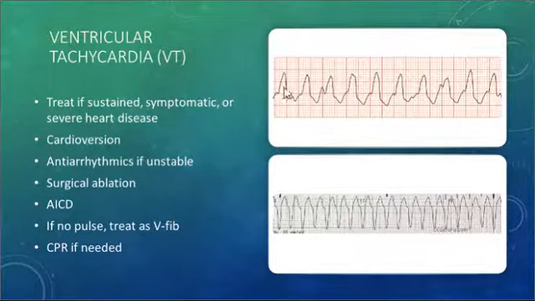They may go in and come out of this. If they sustain it, you need to treat them. You may give an antiarrhythmic, cardiovert them if they're unstable, which we'll talk about, or surgical ablation if there's somewhere in that ventricle that keeps doing it. They may implant an internal cardiac defibrillator.